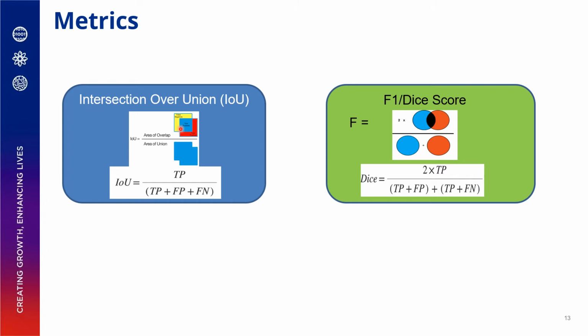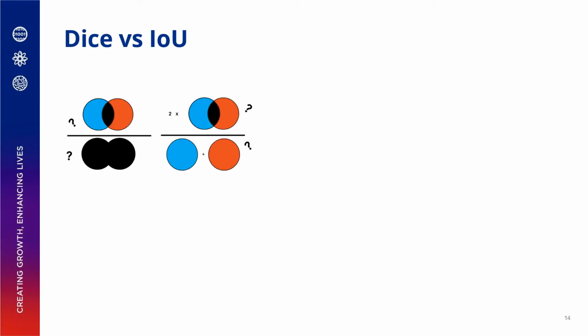Dice, on the other hand, is similar. Basically, it's two times the intersection, i.e., the true positives, and at the bottom you're just summing the two areas, so you do not have the minus true positives, which would lead to the area of union. So these two look very similar, right? How come there are two different metrics, and which one is normally used in image segmentation? This question comes up very often.